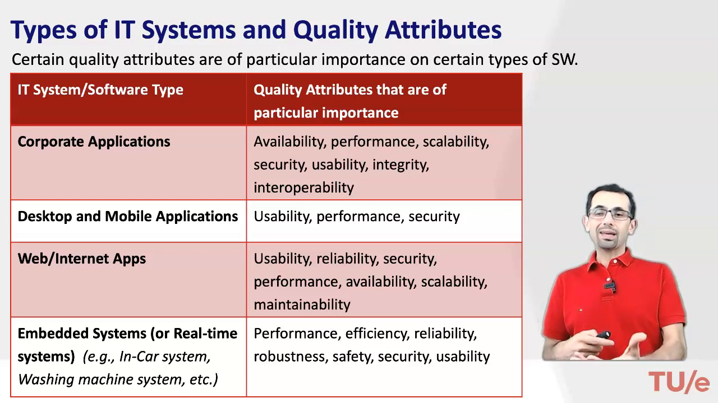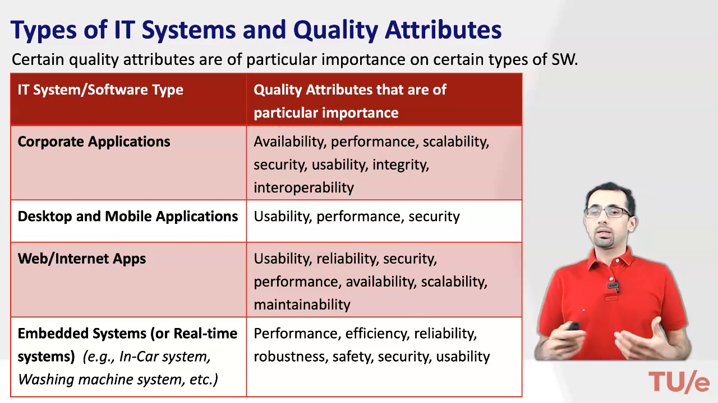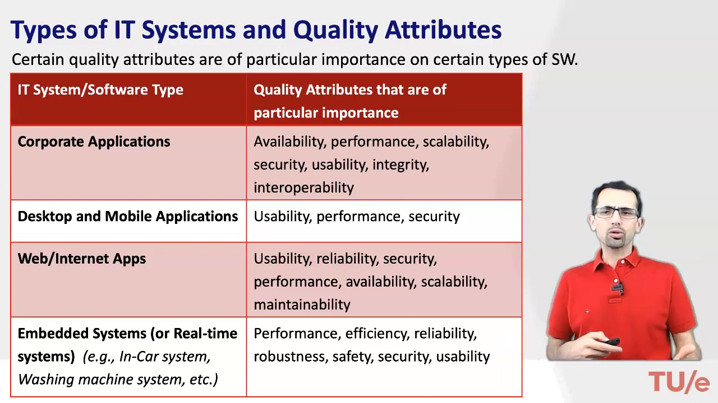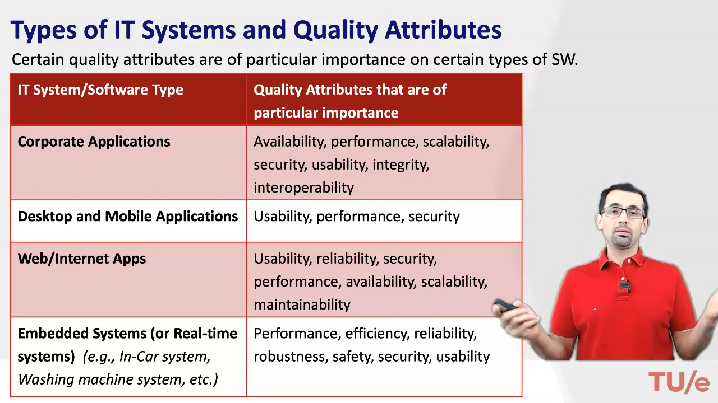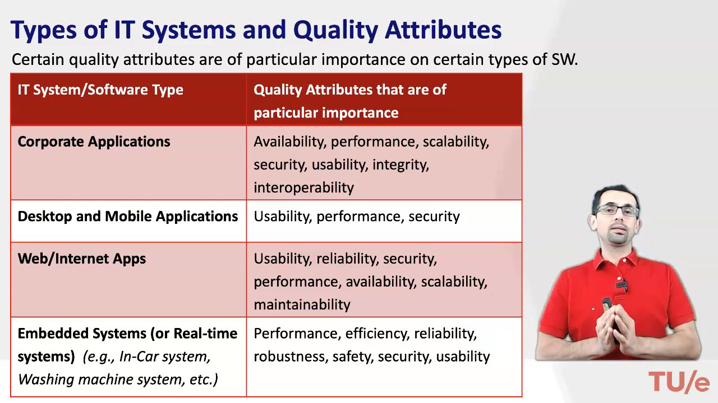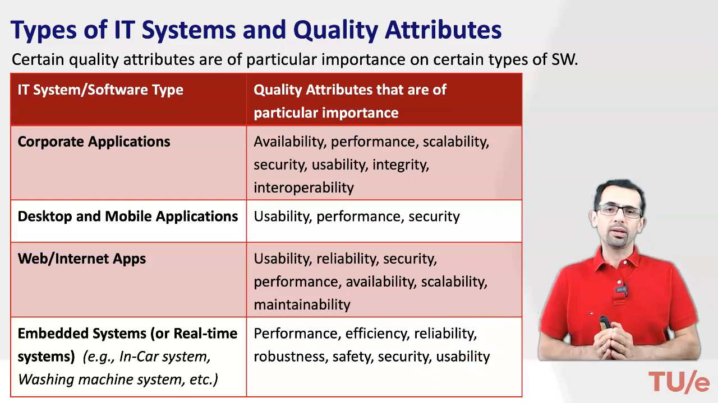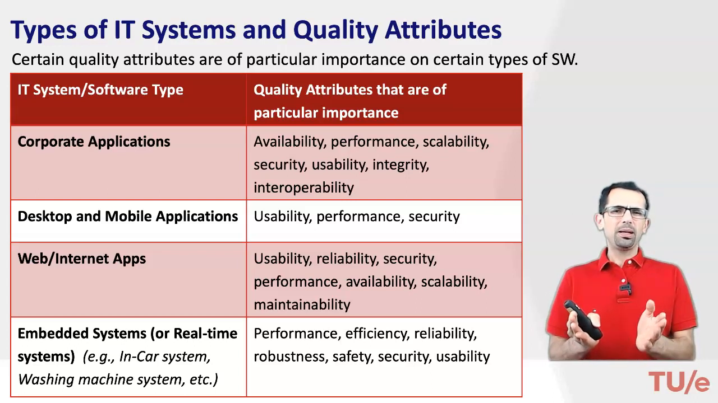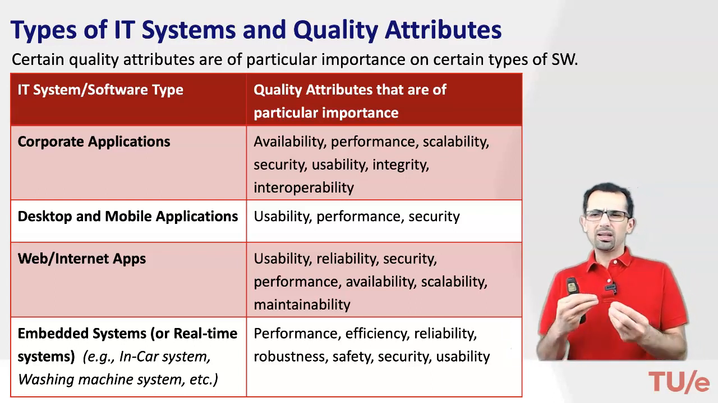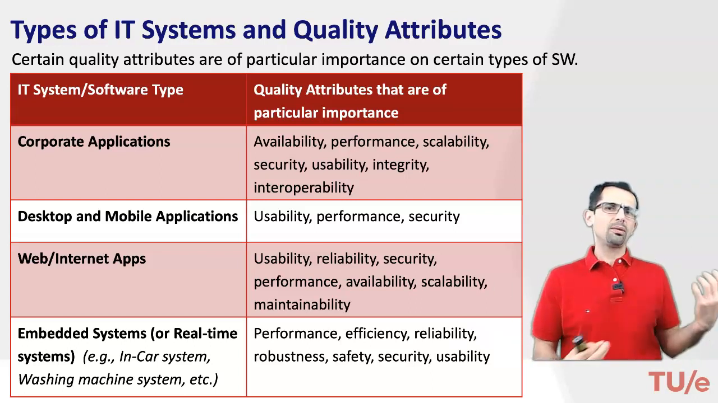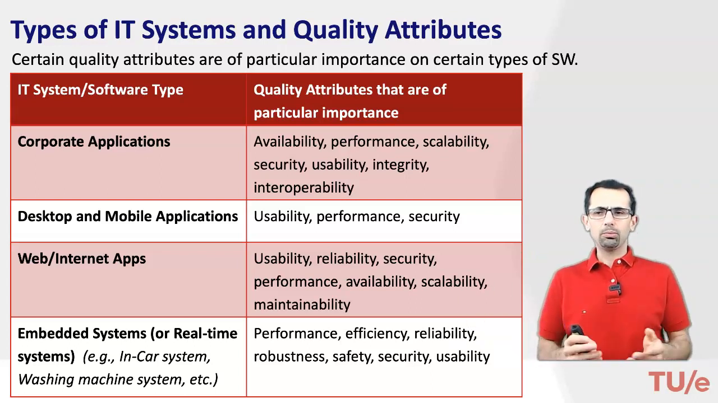Which ones? Availability, performance, scalability, security. Obviously, security is important for almost all of them. Usability, oh, very, very important. Integrity, and interoperability is yet another one that's extremely important. That might not be the case for embedded systems, but for corporate applications, being able to communicate with other types of systems, oh, extremely important.